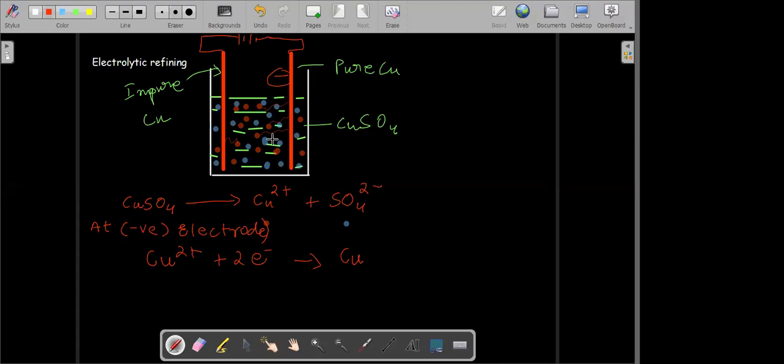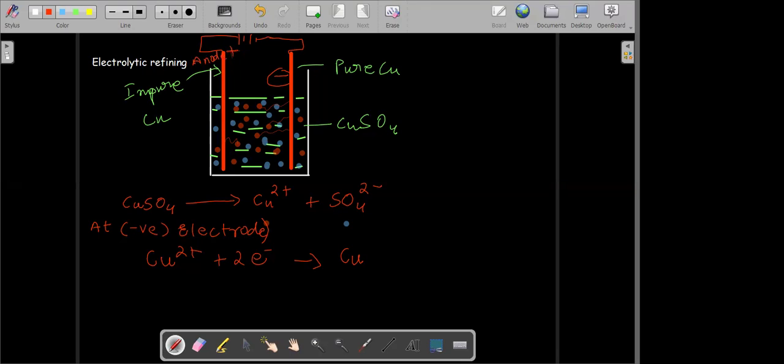All right. Continuously the copper atoms are getting out of this impure copper and getting into the solution, and it is becoming thinner and thinner. The impure copper, which we also call the anode over here, is positively charged. So this is our anode. This is continuously losing copper atoms. It is becoming thinner.